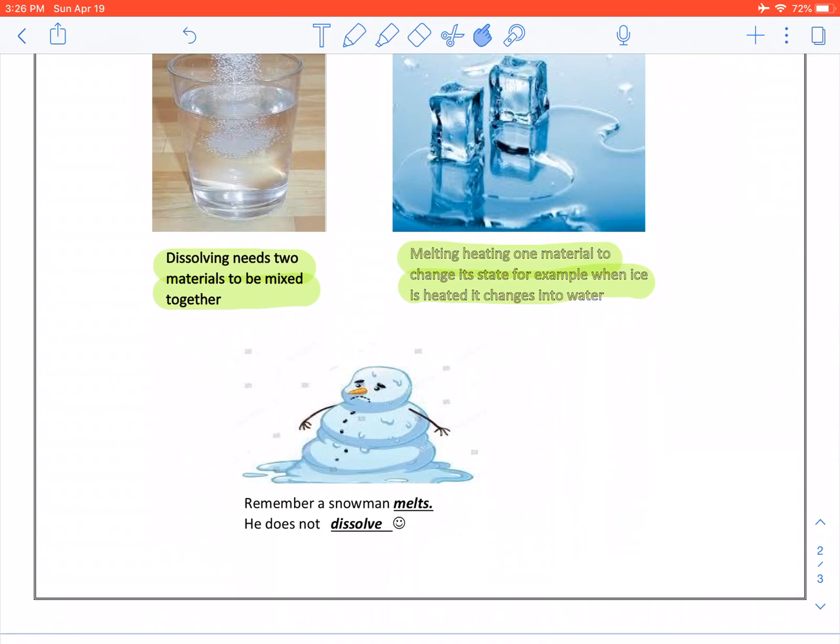Please make sure that you learn your terms because they are very, very important to know the section on solubility and solutions.